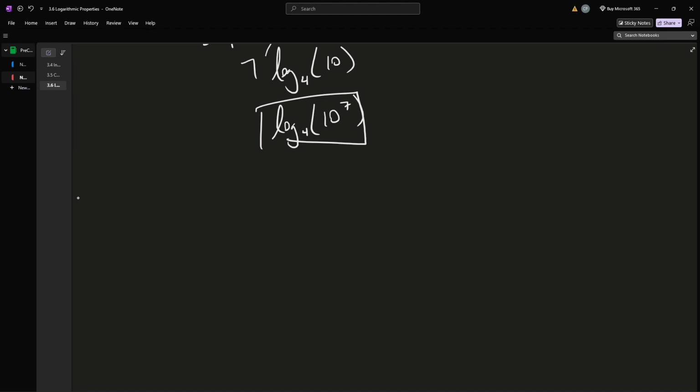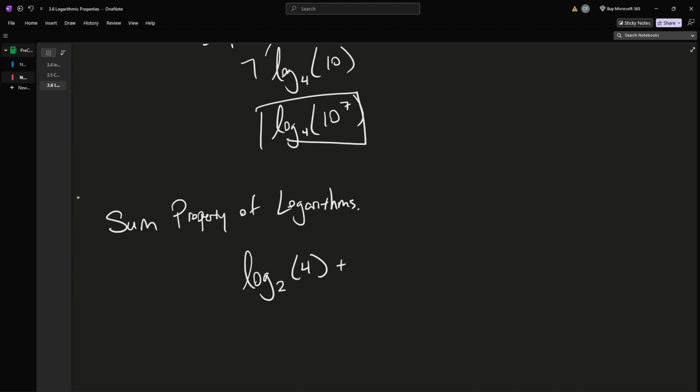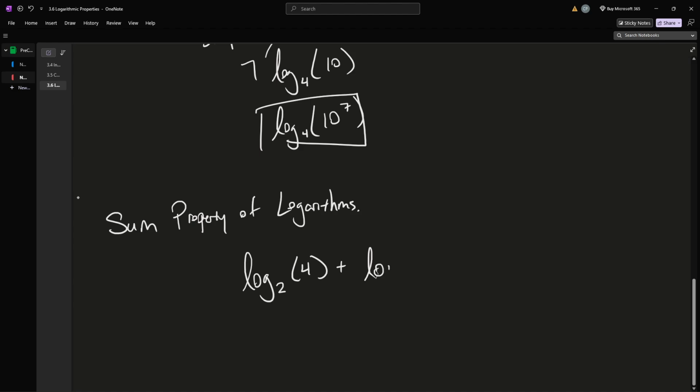Next up, the sum property of logarithms, which is, let's take for example, log base 2 of 4 plus log base 2 of 8. What is it equal to?